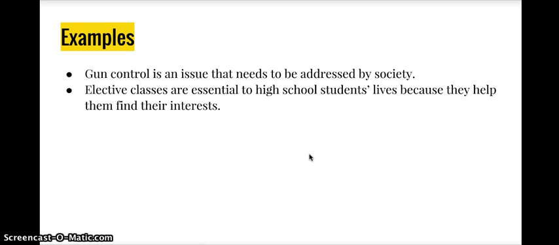Our second example says, elective classes are essential to high school students' lives because they help them find their interests. Our topic is elective classes. Our argument is that they are essential to high school students' lives, and it's specific because we added the word because. They help them to find their interests.